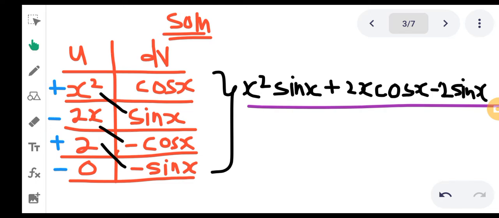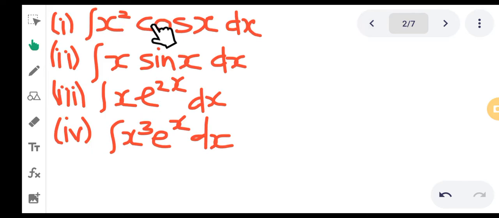Okay, so your positive x squared times sine x, you are going to get x squared sine x. Negative 2x times negative cos x, so you are going to get positive 2x cos x. Okay, then 2 times negative sine x, so you are going to get negative 2 sine x. So this becomes your final answer for the integration by parts for question 1.